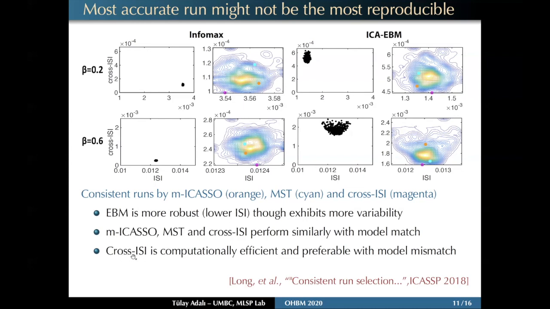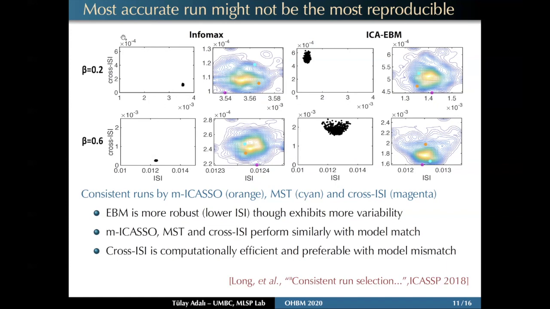However, cross ISI is computationally very efficient compared to the other techniques, modified Picasso, Ricasso, and MST. And it's also preferable when there is poor model match. So it is a very simple and convenient way to select. And obviously looking at what the ISI is, that's something we can only do when we have generated data, when we are working with simulation examples.